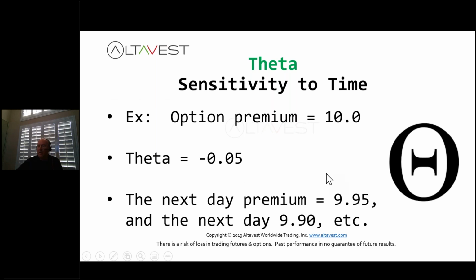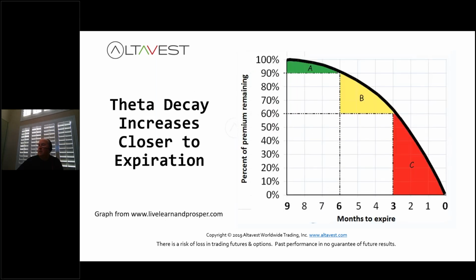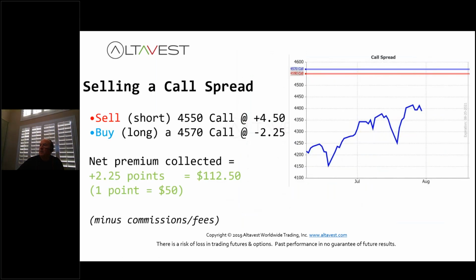So that's how that works, and this is what it looks like on a graph. So as the option approaches 0 time left, the value of that premium is dropping and dropping and dropping. That's theta decay. Here's an example of selling a call spread. We'll look at this real quickly and jump into the demo.